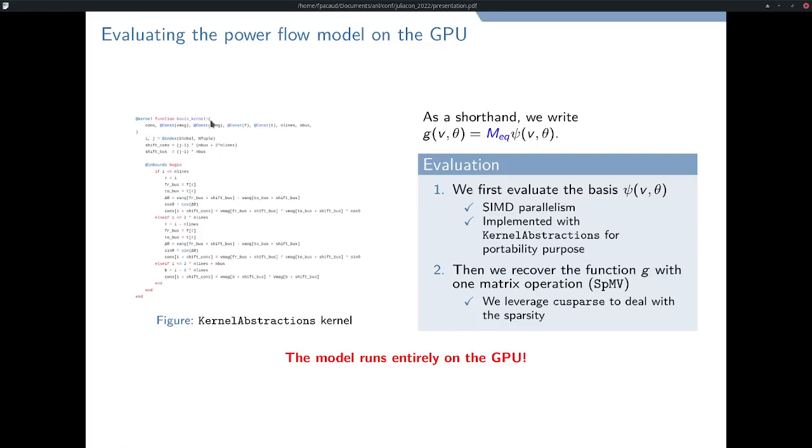The good news is, once the GPU kernel is generated, we can use SIMD parallelism under the hood to evaluate the nonlinear basis. Then we can recover the power flow constraints with one matrix operation. And it turns out that this sparse matrix operation, SpMV, is very fast if we use CUSPARSE. Long story short, if we use both CUSPARSE and KernelAbstractions, we can evaluate the power flow equation entirely on the GPU.